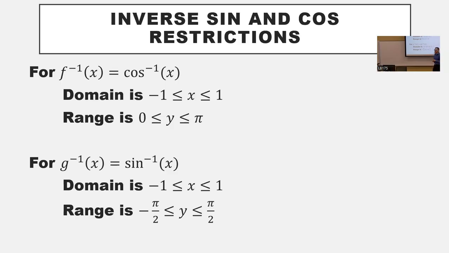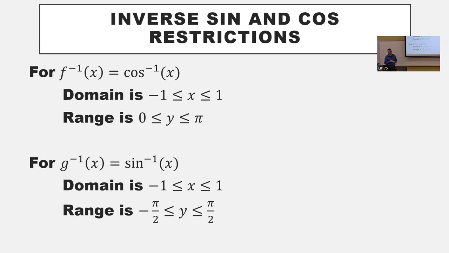For cosine, in order for our inverse function to be 1-to-1, we're going to have to limit the domain to negative 1 to 1. That's always the domain of cosine anyways, or excuse me, the range of cosine. But in the domain of cosine, the range of inverse cosine, we're going to limit that from 0 to pi. And that's only going to give us the top half of the circle. So answers on the top half of the circle.